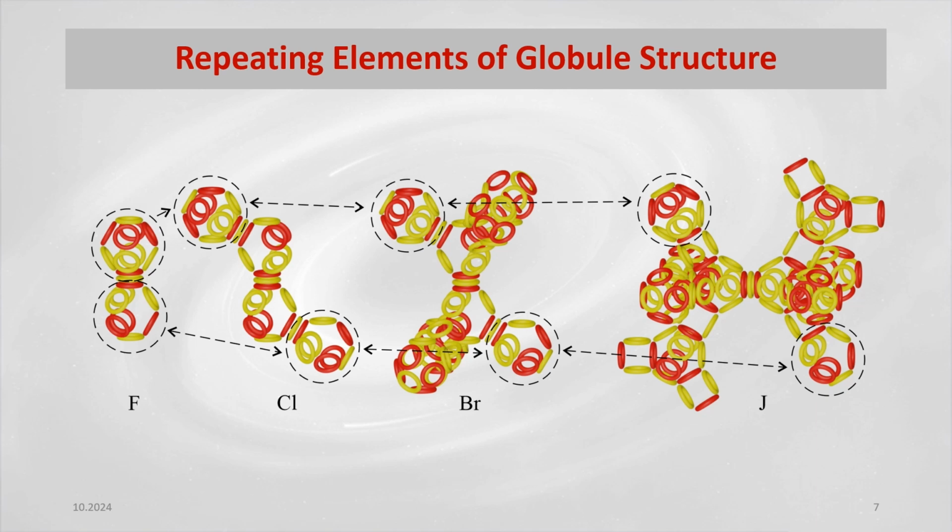It follows from the previous commentary that the models of halogen nuclei contain the same globule structures to which the bonding electrons bind. Based on this phenomenon, we can assume that halogen atoms will also have similar properties.